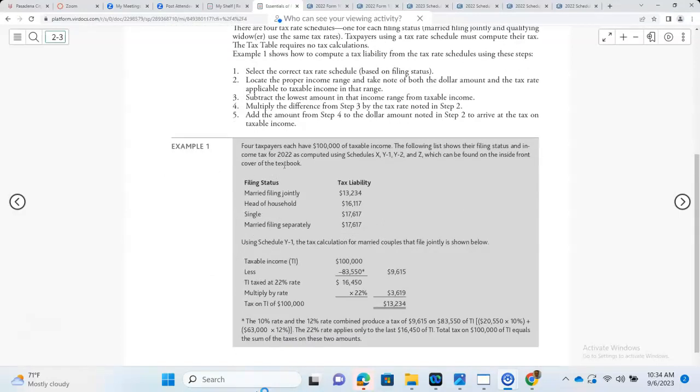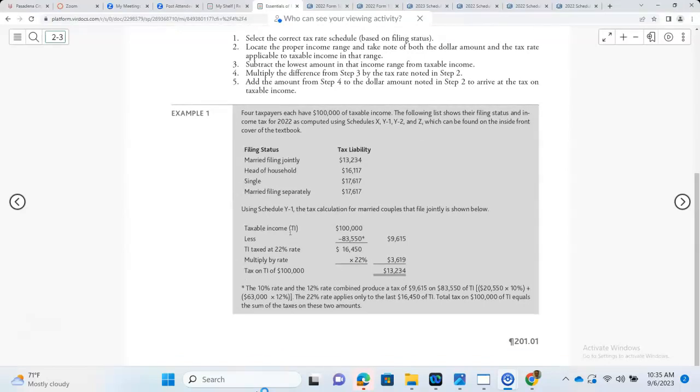So here we have an example that shows married filing jointly based on this situation, $100,000 taxable income. In year 2022, what would be the tax liability? The tax liability is given already to you. If you want to go to the tax table and calculate it yourself to see if your calculation is matching with this, then it will be a fun way to see if you like this or not.